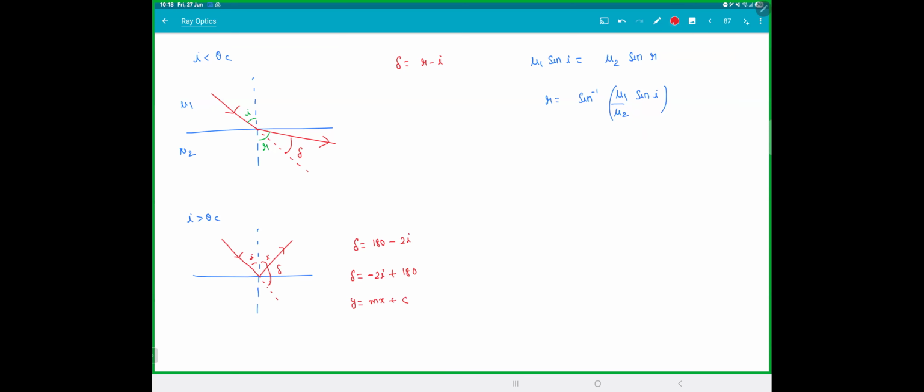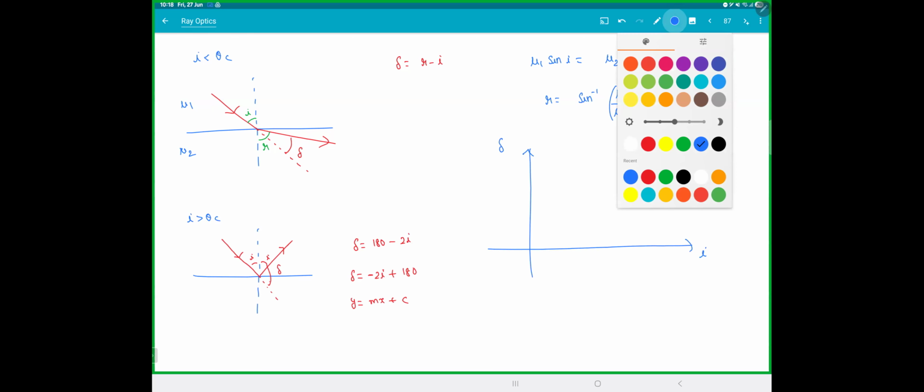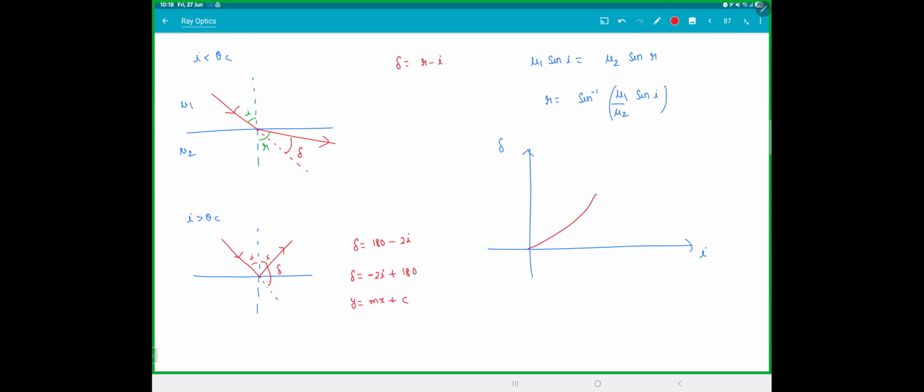So this graph will have two parts. You should definitely remember the graph. Initially the graph will be a curve, something like this, increasing till theta critical. At theta critical, suddenly there will be a discontinuity, it increases and then decreases. Why will there be an increase in discontinuity? Think of it like this.